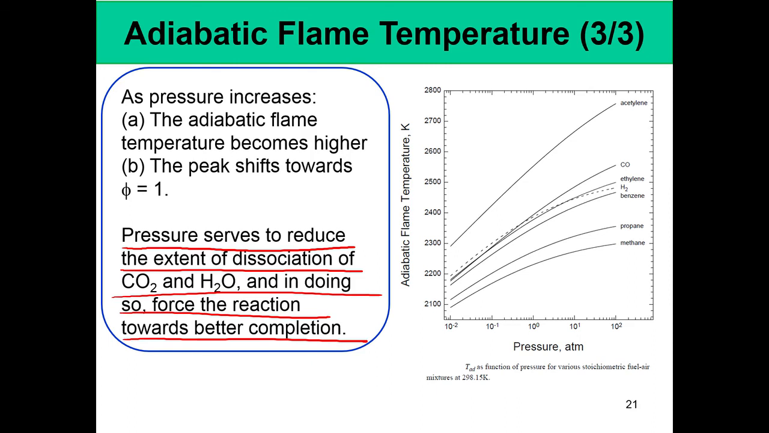So, with that we end this first module, a review of chemical thermodynamics, where we have obtained Kp, the equilibrium constant, the concepts of enthalpy of formation, the heat of formation, and the heat of reaction. We have obtained the concept of adiabatic flame temperature, and the very important concept of why the adiabatic flame temperature shifts to the rich side rather than peaking at an equivalence ratio of 1.